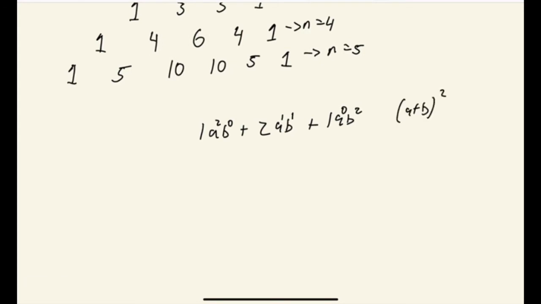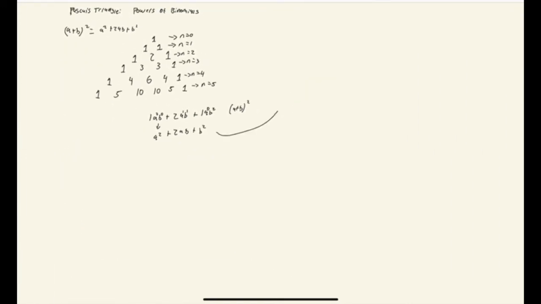You see? This becomes a squared because it's 1. A squared and b to the 0 power is 1. Plus 2. A to the first power is a. B to the first power is b. Plus 1. This is 1, so it just cancels with 1. 1 times b squared is b squared. And we get the same we got here.